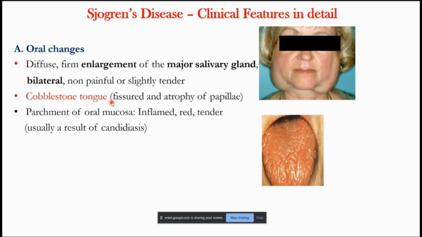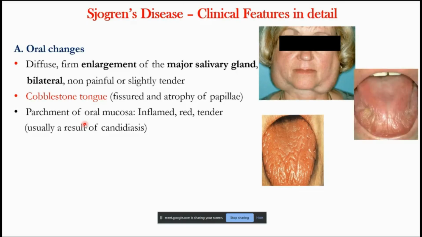So that's one feature which we see in the tongue. And the next feature is the parchment. That is, parchment is also dryness of oral mucosa. And this dried mucosa appears inflamed, red, as well as painful. And here you can see how a parched tongue is going to look.